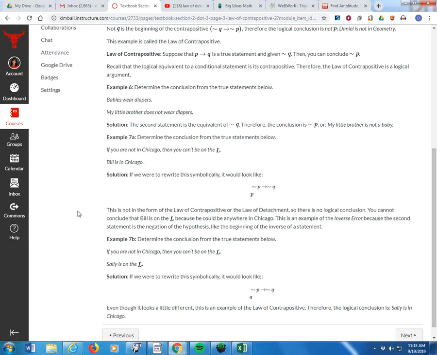But if they say Bill is in Chicago, it doesn't work. That's not the law of contrapositive. So you have to be really careful and realize the law of contrapositive only works if they give you the opposite of the conclusion, or Q, not the opposite of the hypothesis. Okay? So law of detachment, law of syllogism, law of contrapositive.